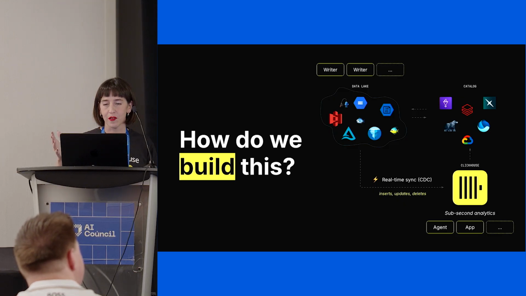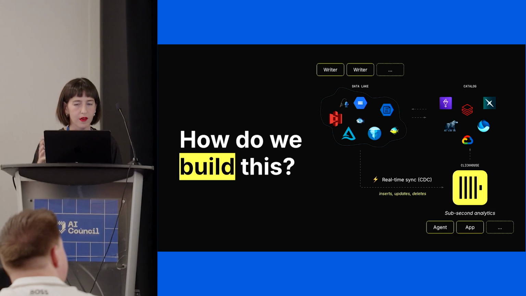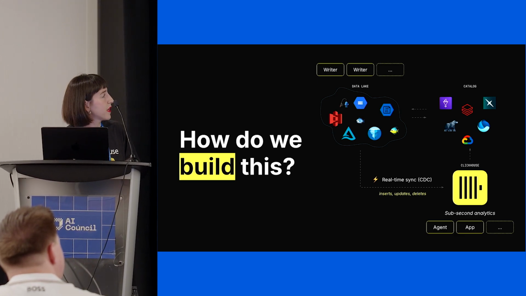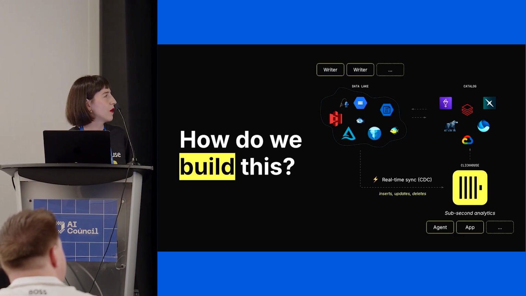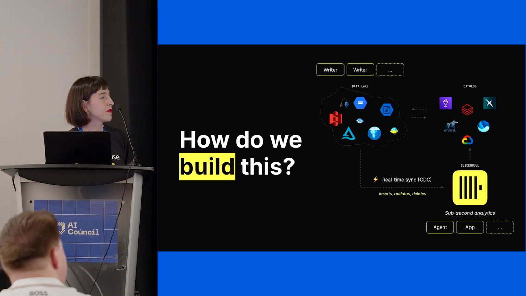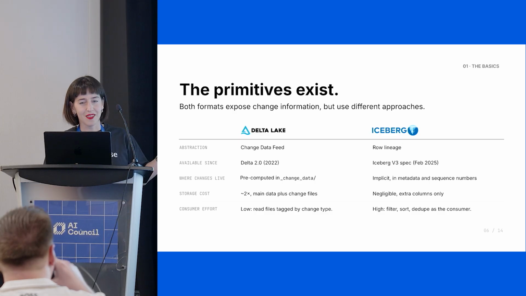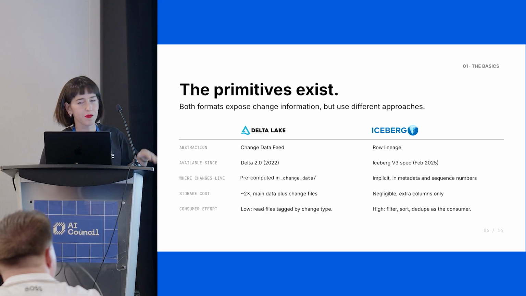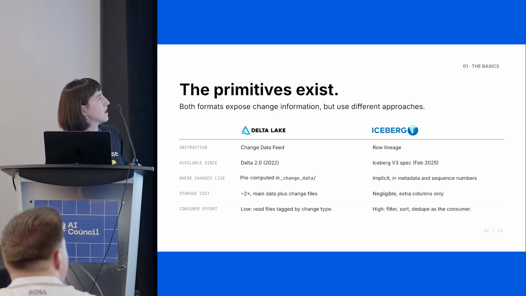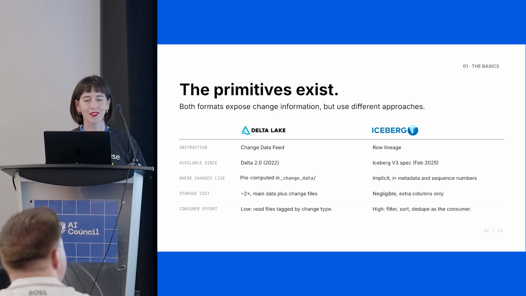And so I'm going to focus on Delta Lake and Iceberg because these are the most commonly used formats. There's of course Hudi, which actually has really good primitives for this way earlier than Iceberg and Delta. So both formats expose change information. Obviously, they both do it in completely different ways. So Delta precomputes the changes and writes them to a separate folder. So as a consumer of these changes, you just read metadata, that's all you do.